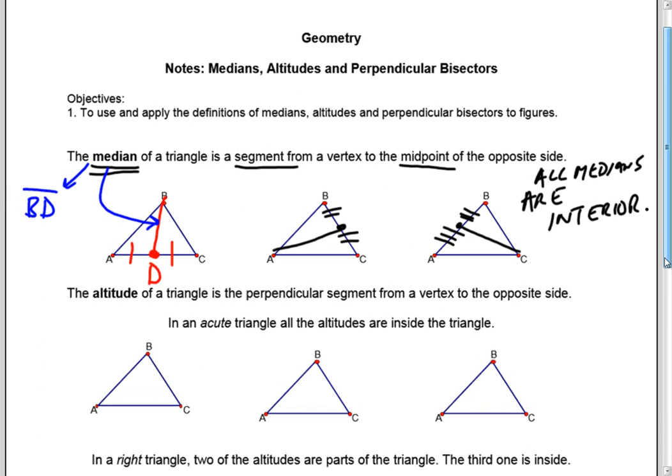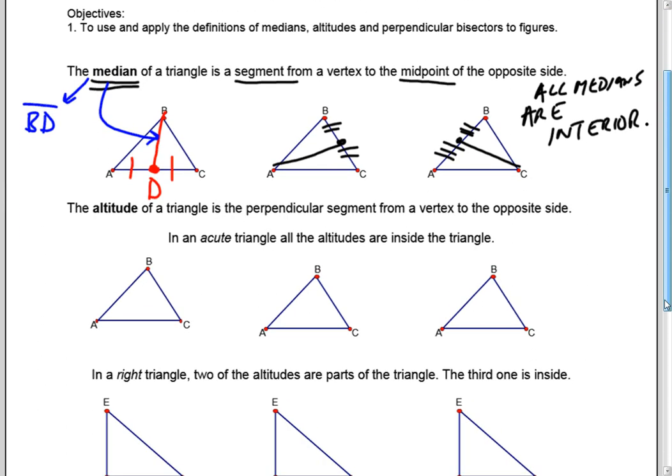What's another word for altitude? Height? If you're measuring somebody's height, do you measure it at an angle? No, you measure it straight up and down. What do I mean by straight up and down? What angle am I forming with the ground? 90. So it all depends on what you call the ground. We don't use the term ground in geometry. What term would be a better term to use?